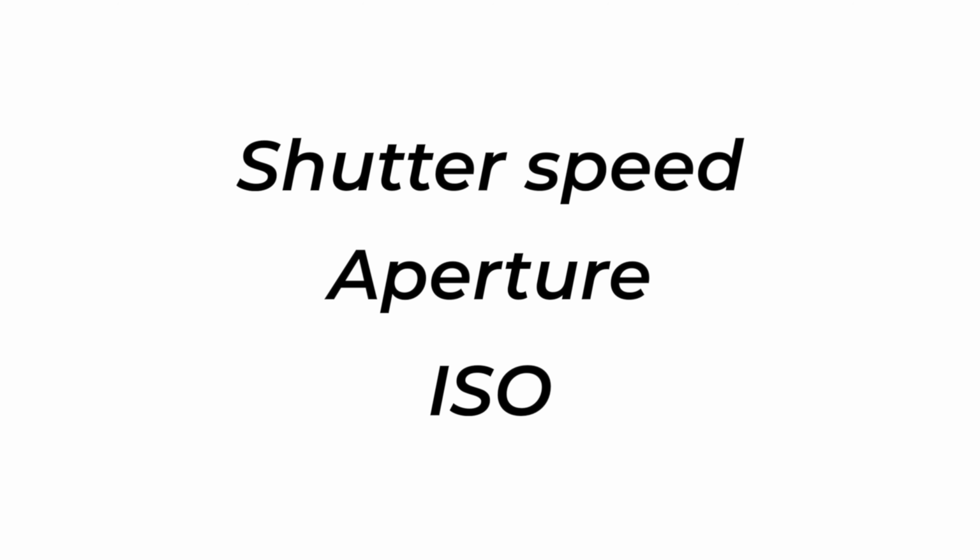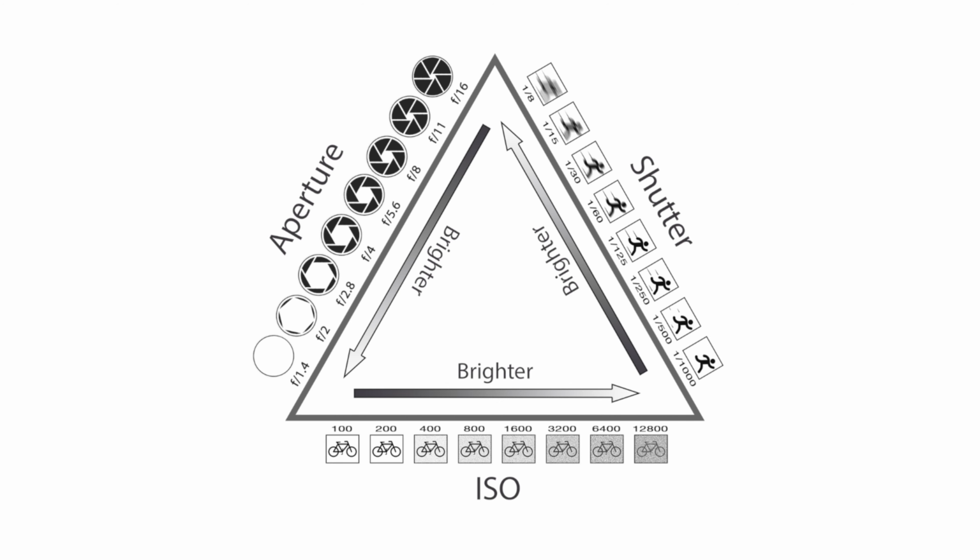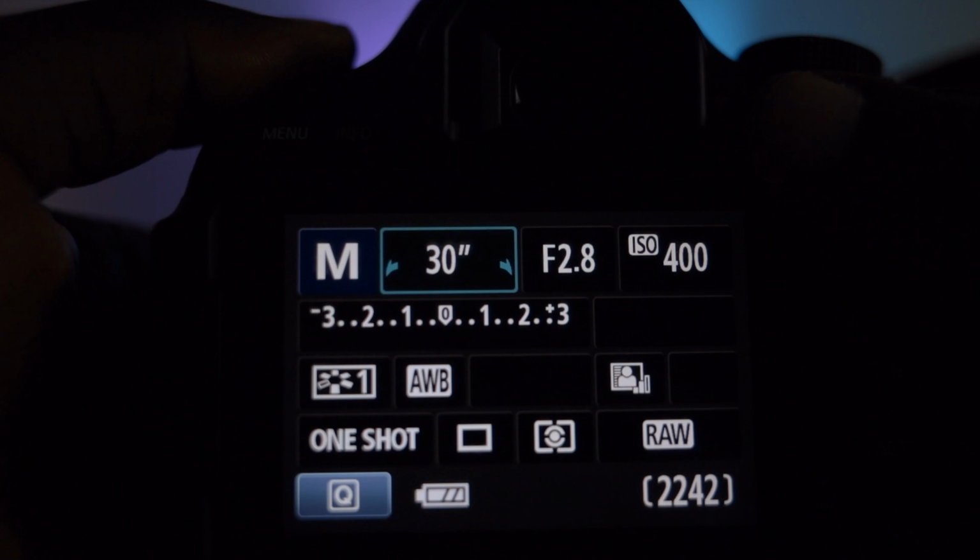Today we are going to be talking about photography basics and we are going to be considering three things: shutter speed, aperture and ISO, and these three combined is what gives you the exposure triangle. Now looking at shutter speed, basically it is the speed at which the shutter in your camera opens and closes to capture an image.